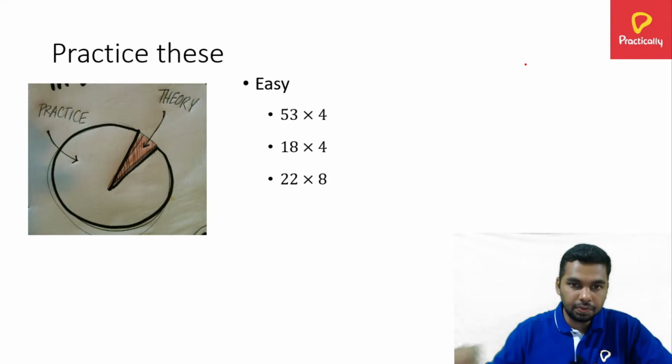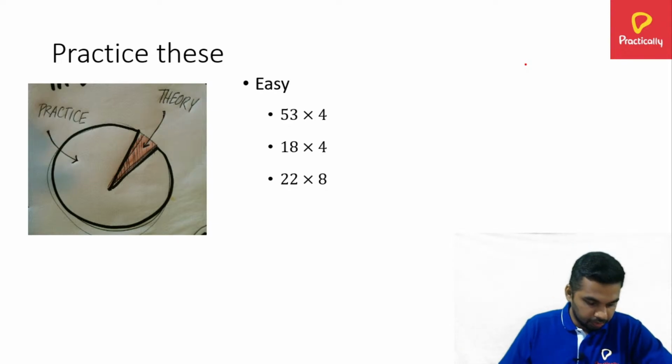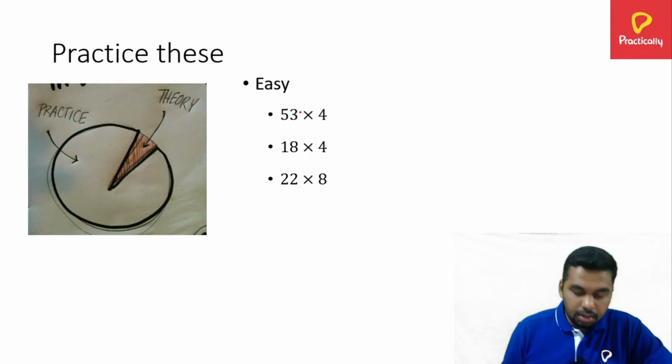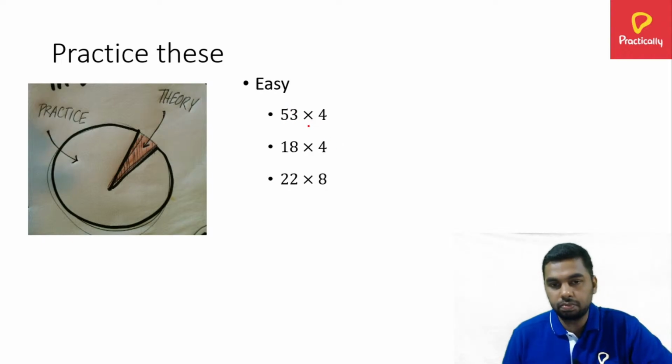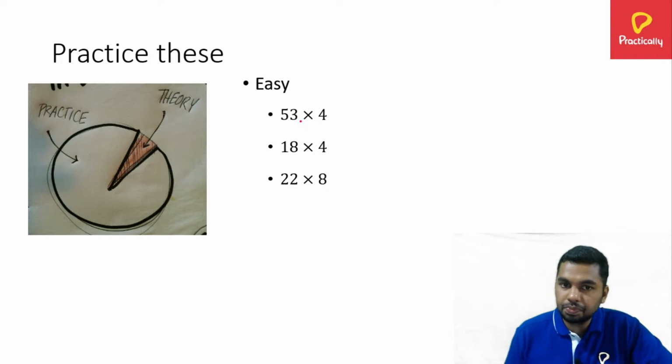Okay. Let's see if the answer is correct or not. So 53 multiplied by 4. This is what we have to do, right? So 53, I can write it as 50 plus 3. Now 50 multiplied by 4 is 200. 200 plus 3 multiplied by 4, which is 12. So 200 plus 12 is nothing but 212.